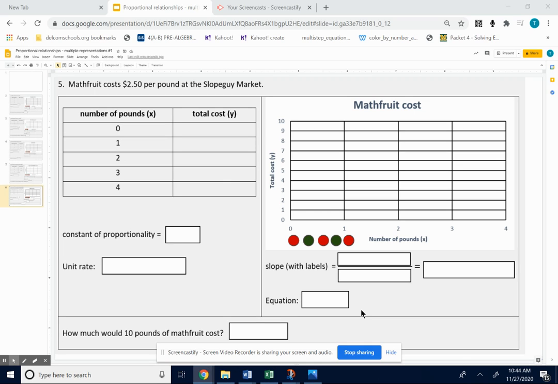Okay, I wanted to take a real good look at problem 5 and to look at some big ideas at the end of this. Okay, math fruit costs $2.50 per pound at the Slope Guy Market.